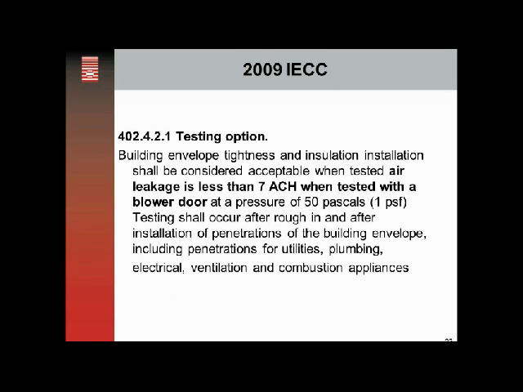402.4.2.1, the testing option. Language says that the building envelope tightness and insulation shall be considered acceptable when tested. Air leakage is less than 7 air changes when tested with a blower door at a pressure of 50 pascals. Testing shall occur after rough-in and after installation of penetrations in the building envelope, including penetrations for utilities, plumbing, electrical, ventilation, and combustion appliances. So again, first language gives us an option in the codes, 7 air changes at 50.